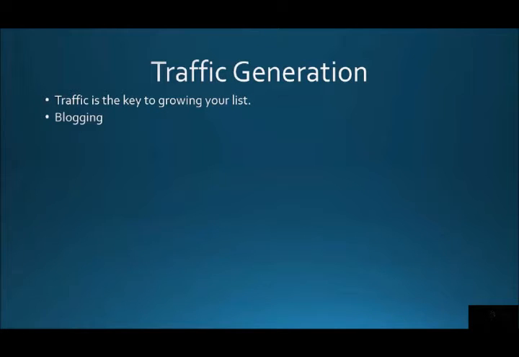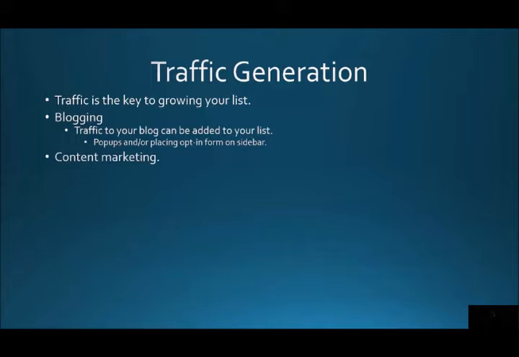That involves blogging as well. So traffic is the key to growing your list. We'll start with blogging. This is where traffic to your blog can be added to your email list. You can have it on the right hand side. You could have it at the end of each one of your blog posts. You could have pop-ups that show up as they come to your blog, like that How to Break 80 one that we were showing you. At the end of your blog post, you could invite people to sign up to your list.